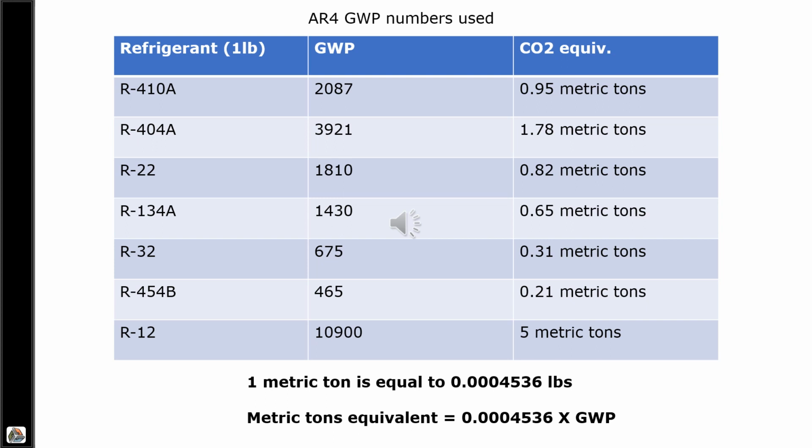R454B has a GWP number of 465, and so that's 0.21 metric tons of CO2 equivalency. And then for fun, I wanted to throw in a really large GWP number, so I went with R12. R12 has a GWP number of 10,900, and so 1 pound of R12, if it leaks out into the atmosphere, is equivalent to 5 metric tons of CO2.